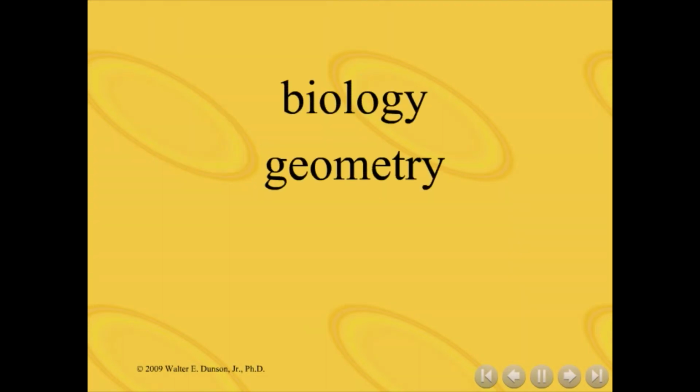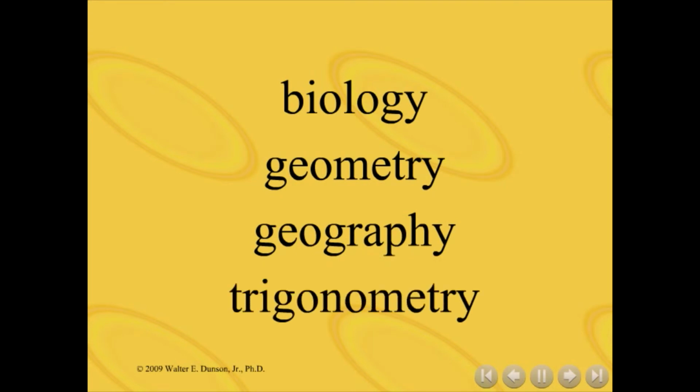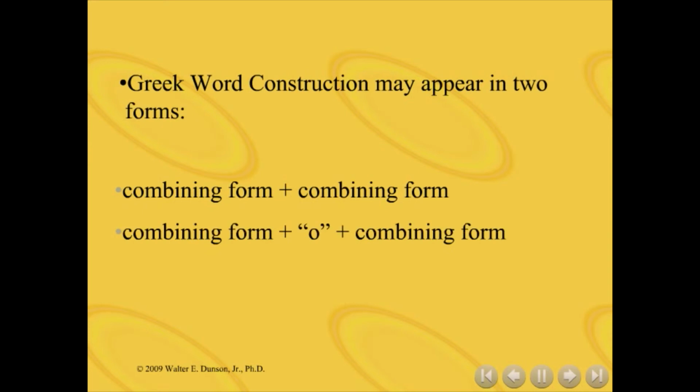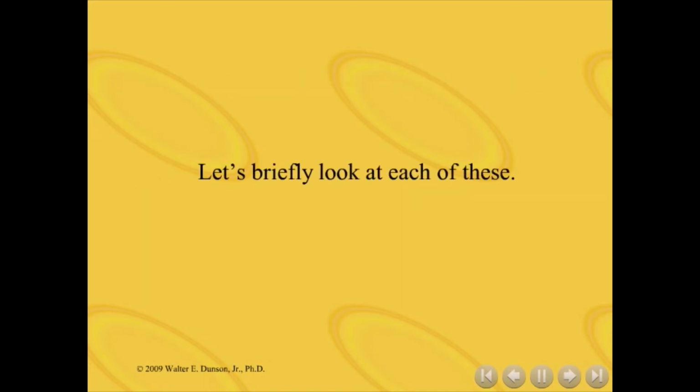Again, most of our advanced science terminology or mathematic terminology comes from Greek word construction. Here are 4 classic examples: biology, geometry, geography, and trigonometry. Greek word construction may appear in 2 forms: combining form plus combining form, or combining form plus a connective O plus a combining form. Let's briefly look at each of these.